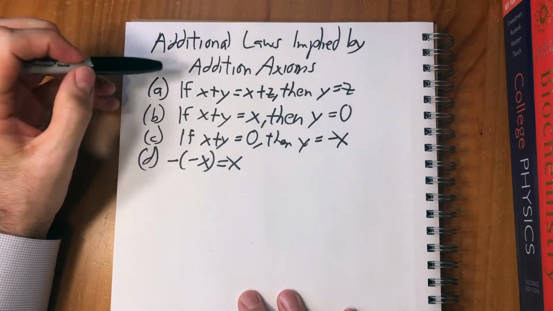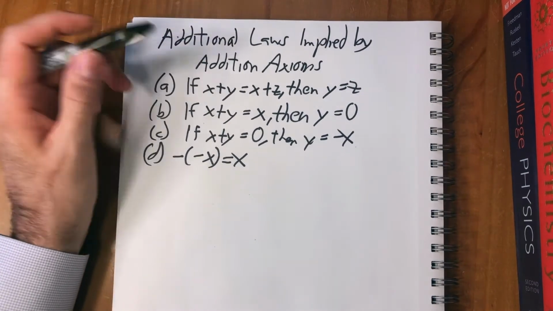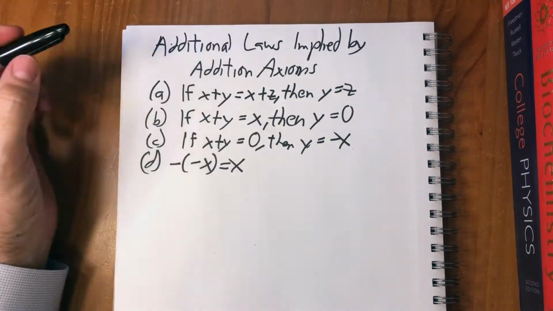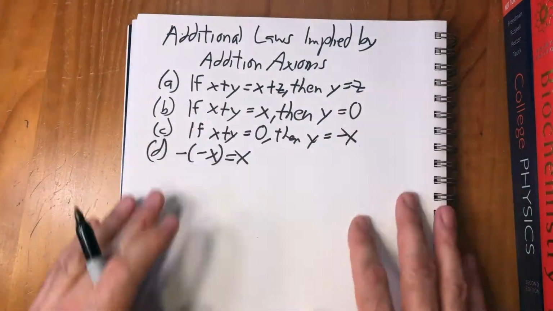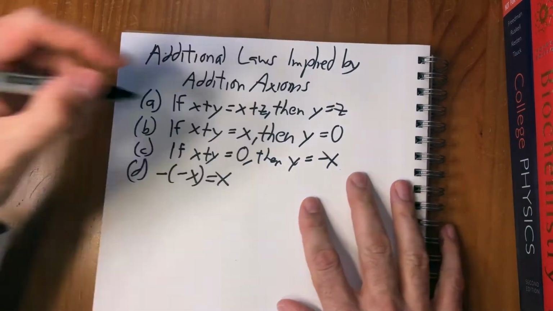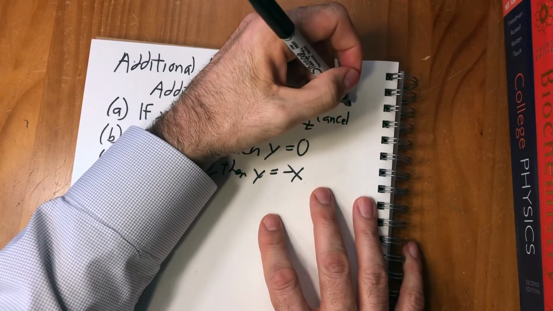So A is the cancellation law, which is what I said in basic algebra. When you're trying to solve an algebra problem, if you need to move something from one side to the other, you just add the same thing to both sides, and you end up with something that's still the same. So that's the cancellation law. Write that down.